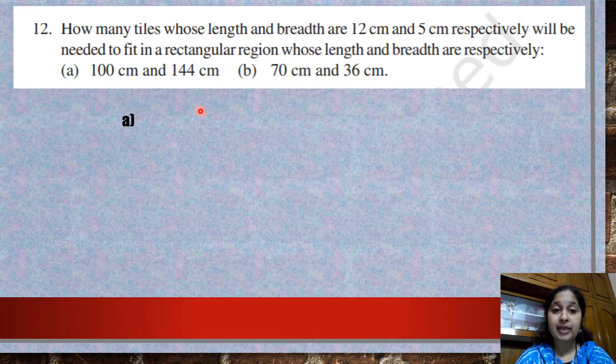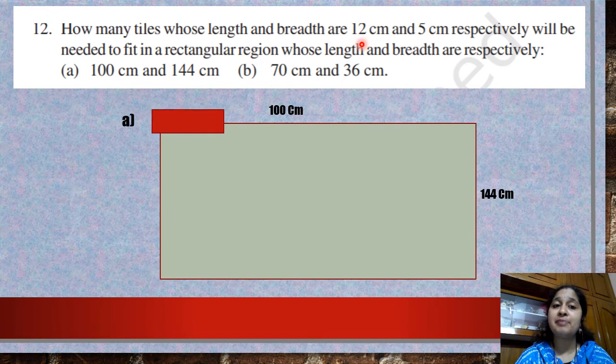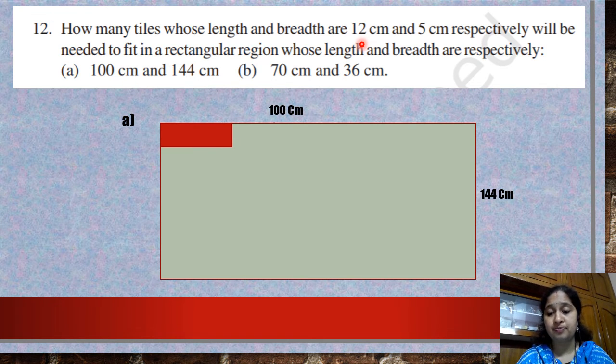So now let's do the A bit. Now look into this figure, children. See, this is a rectangular shape that is of 100 centimeters and 144 centimeters. So we can say that this is the rectangular region which is needed, right? And now a tile of length 12 centimeters and 5 centimeters is placed on this rectangular region. So this red color region is the tile. So this tile is placed all over this rectangular region.